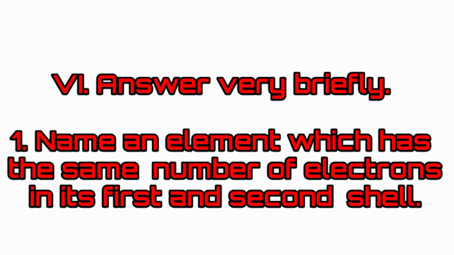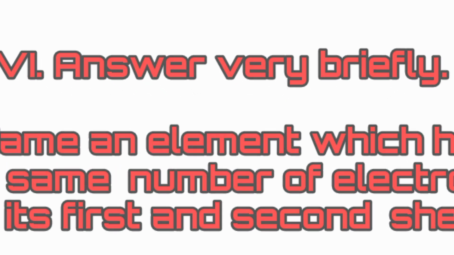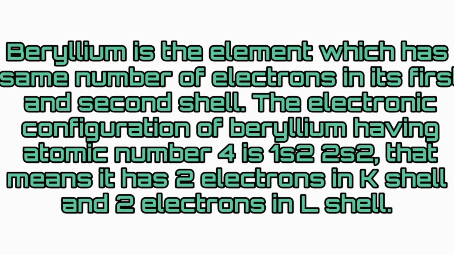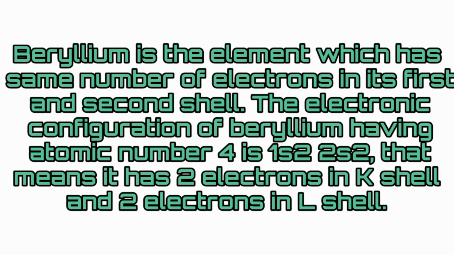Answer briefly. Name an element which has the same number of electrons in its first and second cell. Answer. Beryllium is the element which has the same number of electrons in its first and second cell. The electronic configuration of beryllium, having atomic number 4, is 1s2, 2s2. That means it has 2 electrons in the K cell and 2 electrons in the L cell.